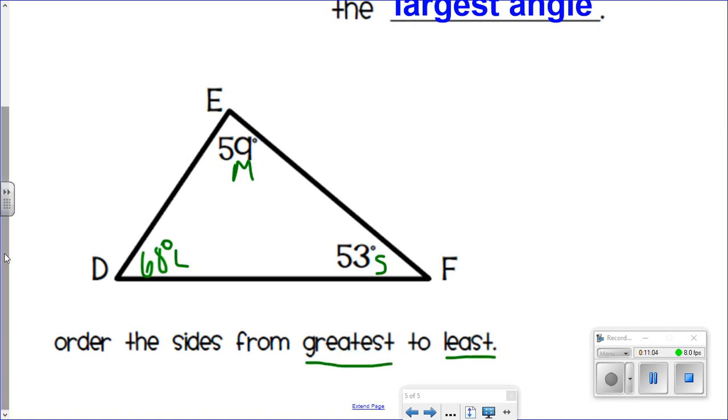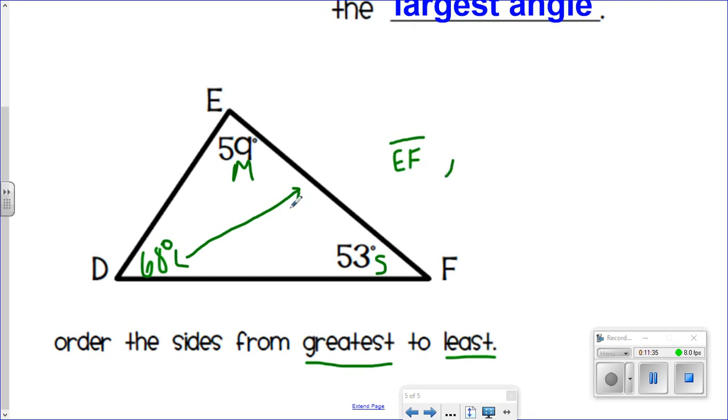And so remember, the sides of a triangle are segments, and so we name them with two letters. So here, we want to go greatest to least, so remember the order. So we need the biggest one first. So we're going to go across from the 68, and that's side EF. So you can do segment EF, or you could have done FE. Either one works. Okay, so that's the longest.